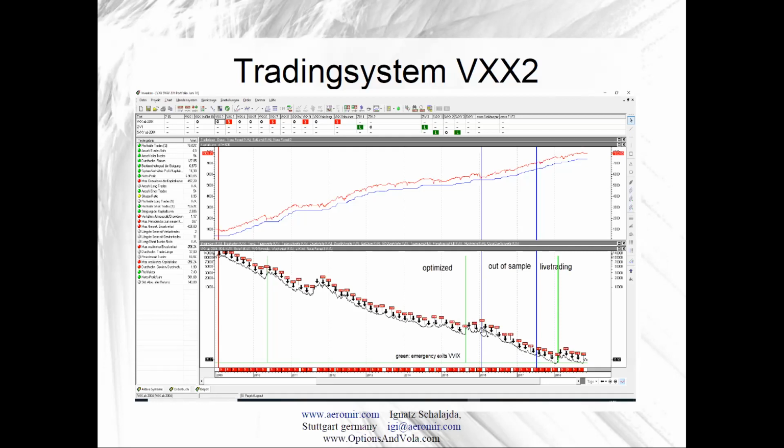And here I watched my system. I developed the system end of 2017. There was an out of sample area here of 1 year. And half a year later, I started live trading on the 14th of July. And from this time on, I trade this system here, VXX2, live. And these are real results.